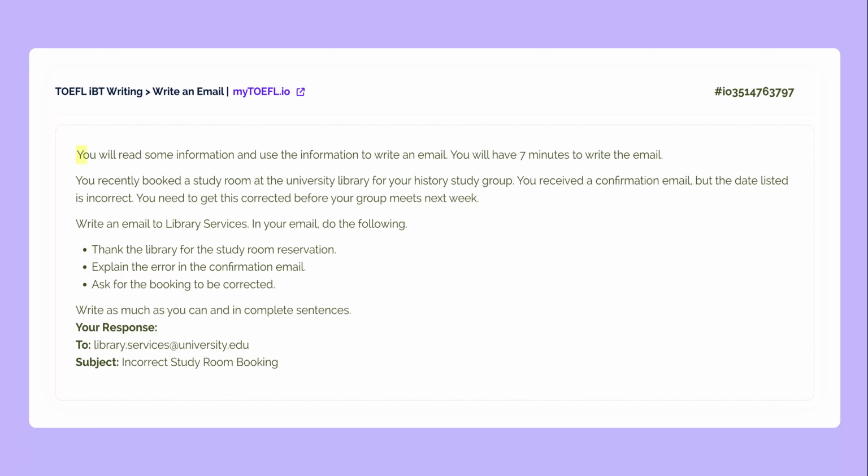You will read some information and use the information to write an email. You will have 7 minutes to write the email. You recently booked a study room at the university library for your history study group.